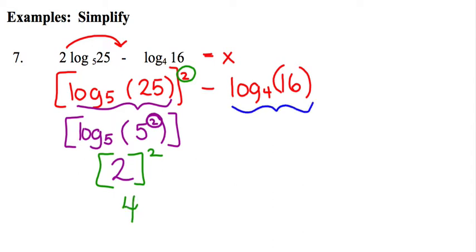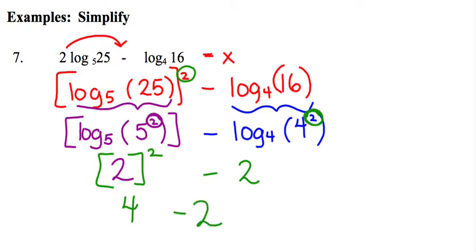Now let's head over to here. Let's simplify this logarithm. We can use the inverse property again, so a logarithm base 4 now, and we have 4 squared. 4 times 4 is 16. And when you have an exponential and a logarithm of the same base, they're inverses of each other, so we're left with just a 2. So minus 2. I'm going to bring that minus 2 down. And remember, these were equations, so equals x equals x equals x. So 4 minus 2 gives you an answer of 2.